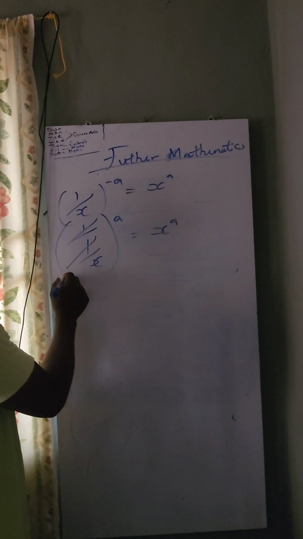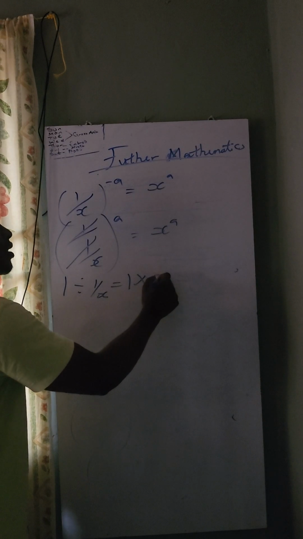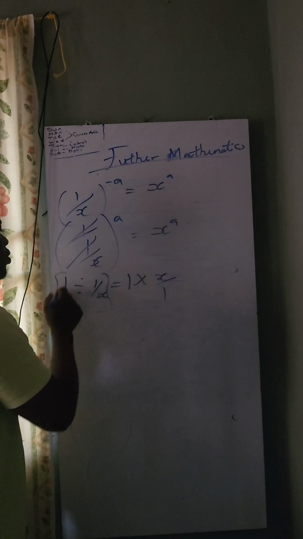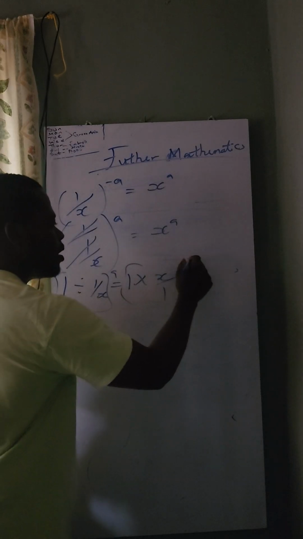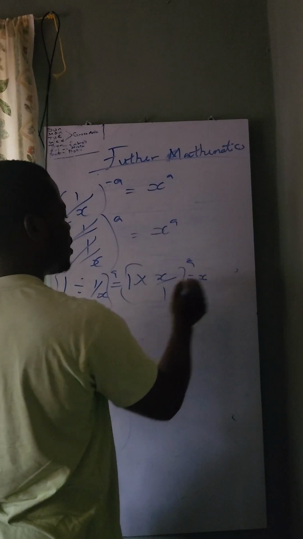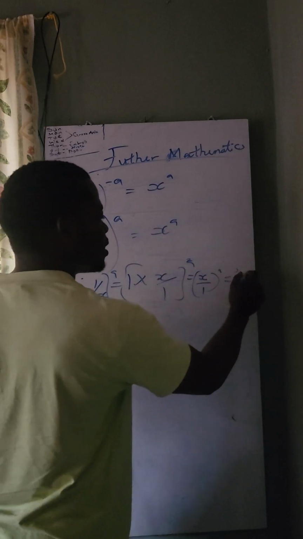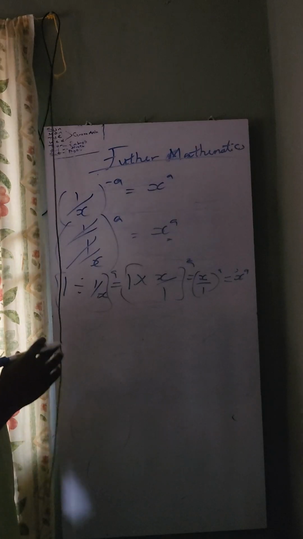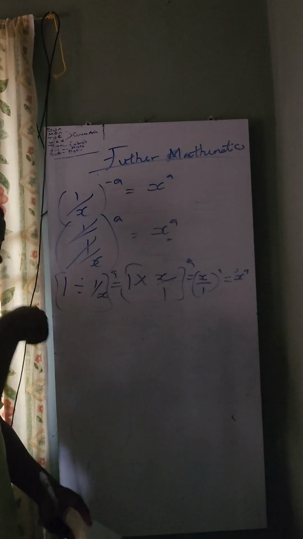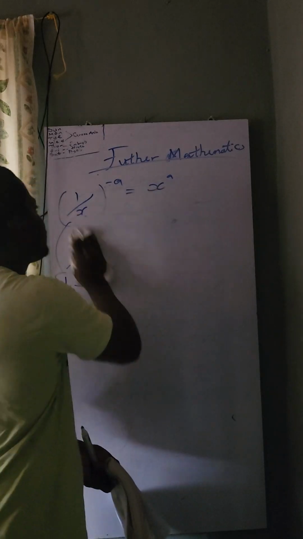This is the same thing as 1 divided by 1 over x, which is 1 times x over 1, with everything raised to the power a. 1 times x is x over 1, raised to the power a, and x divided by 1 will give us x. That's x raised to the power a. That's how I'm having this. I just have to break it down so that you guys will understand better. So I've written the law already there. Now here, let's continue.